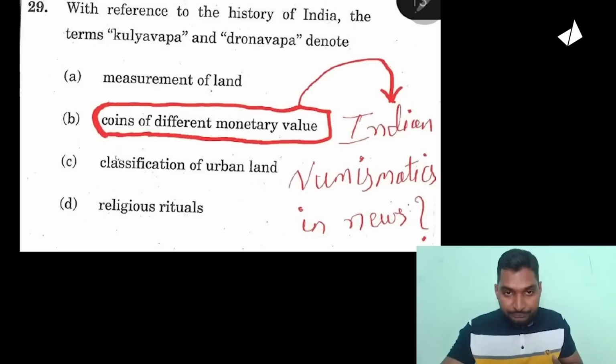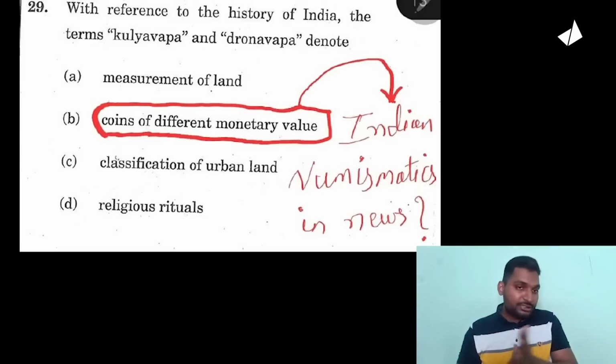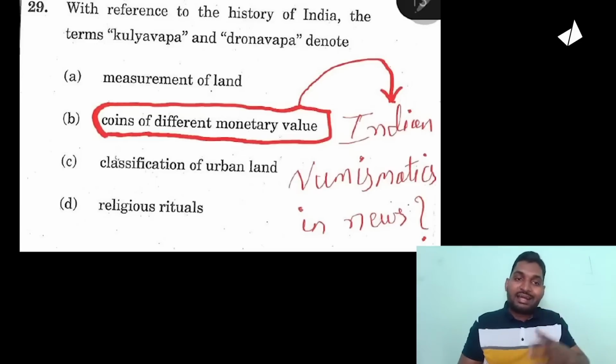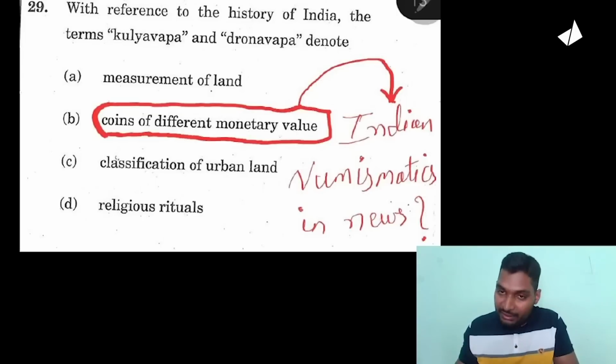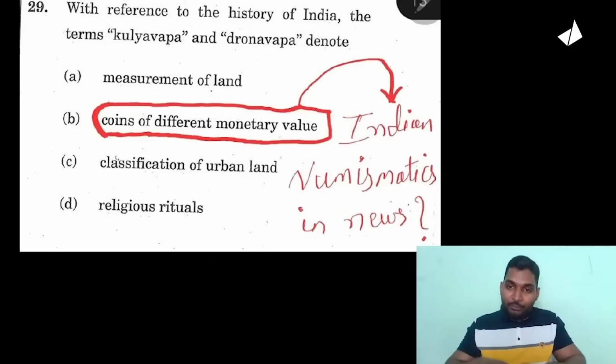Fine. Moving ahead, there was another question in 2020 prelims exam with reference to the history of India. The terms Kulya Vapa and Drona Vapa denote. Now, one of the options was coins of different monetary value. What we search for is Indian numismatics in news. Because the question is regarding coins, we search Indian numismatics in news. A good example of level 3 research, where the keywords are not pinpointed and our research becomes more broad based.